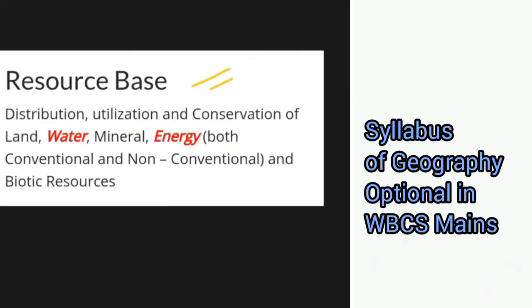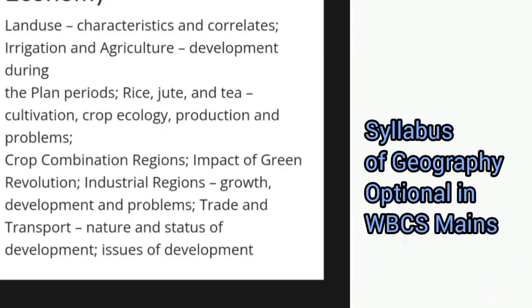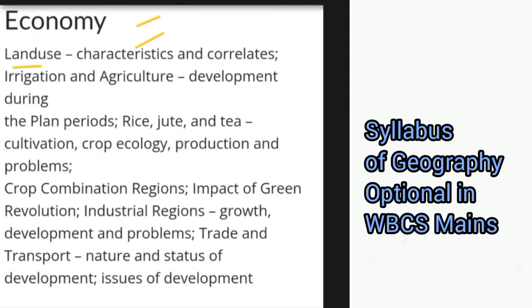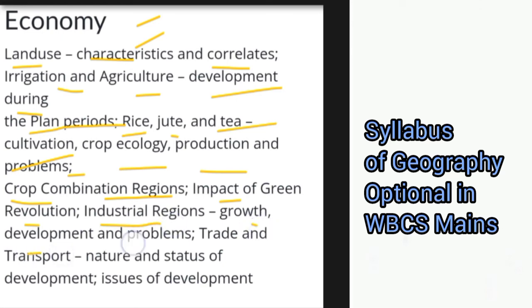Then we have this section on resource base, that is distribution, utilization and conservation of land, water, mineral, energy and biotic resources. Next is the section of economy where you can receive questions based on land usage, characteristics and correlates, irrigation and agriculture, development during the plan periods, which includes rice, jute and tea cultivation, crop ecology, production and problems. Then comes crop combination regions, impact of green revolution, industrial regions, their growth, their development and problems, trade and transport, the nature and status of development, issues of development.